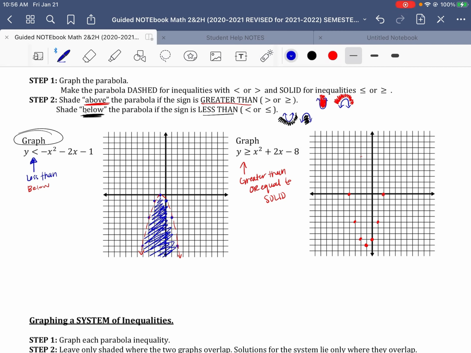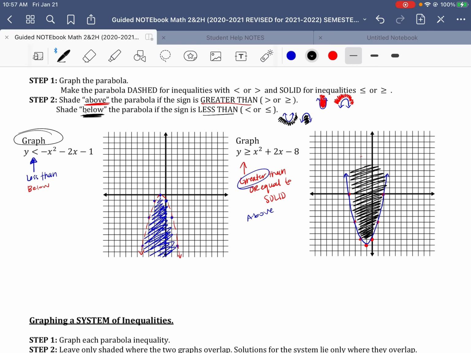This one's going to be a solid parabola, so again I'm going to do the best I can to connect the dots with a solid line, and then I'm going to shade. So again, greater than means that I'm shading above the parabola. So if this one's opening up and I want to stay above the function all the time, then I'm going to be shading inside. This is above the parabola.